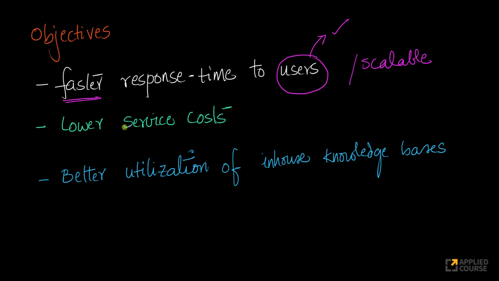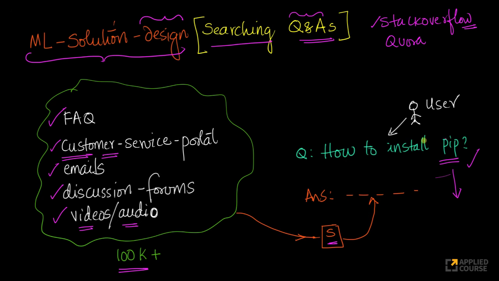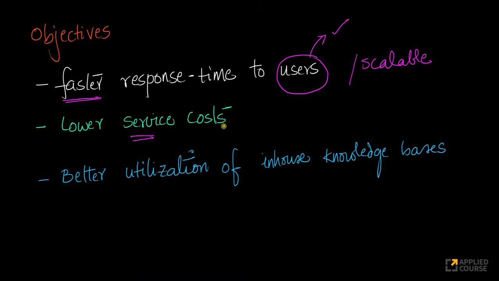And again, this will lower our service costs, because if there is a question that is very similar to this that is already answered, which is available in our repository of questions, then we don't have to keep sending this to our customer service personnel. So the business objective is also to lower the customer service costs. And also it enables better utilization of all the knowledge that we have in-house. These are the three broad objectives from a business standpoint and also from an engineering standpoint.